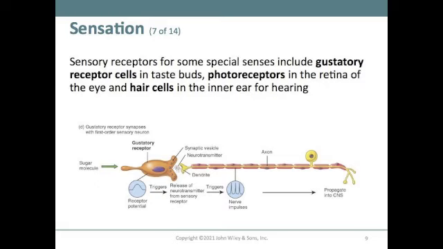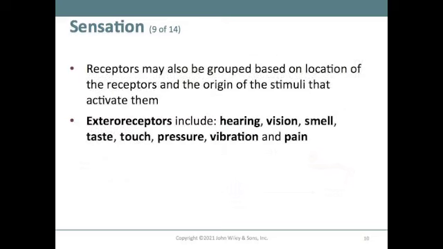The olfactory sensory neurons for the sense of smell are not separate cells. Instead, they are located in the olfactory cilia, which are hair-like structures that project from the dendrite of an olfactory sensory neuron. Moving on to the next slide.